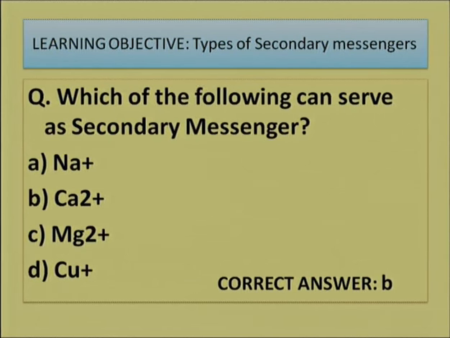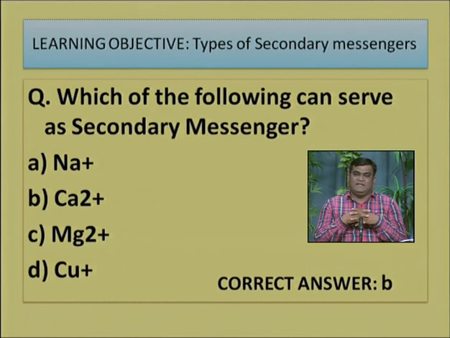In this particular question, it is being asked which of the following can serve as a secondary messenger. Actually, you can see all these are ions. So, interestingly, one of the ions, that is the calcium ion, can serve as a secondary messenger. Among sodium, calcium, magnesium and copper ions, calcium ions can serve as a secondary messenger and will mediate its signaling cascade via another protein called calmodulin. We will see that particular pathway.